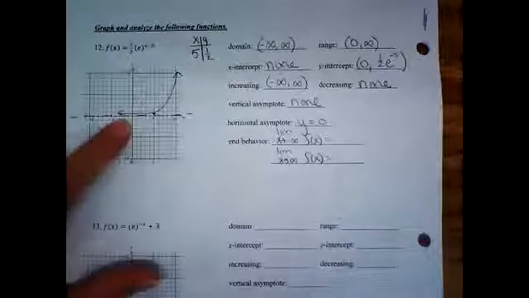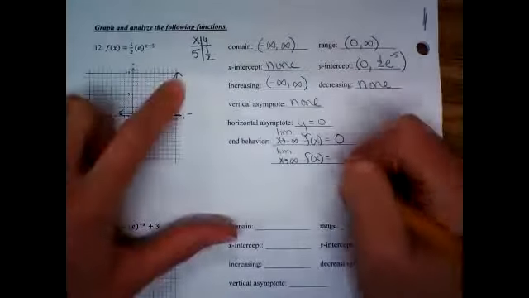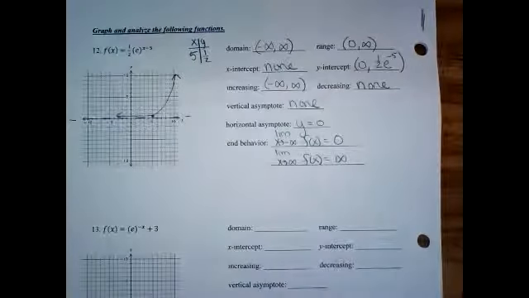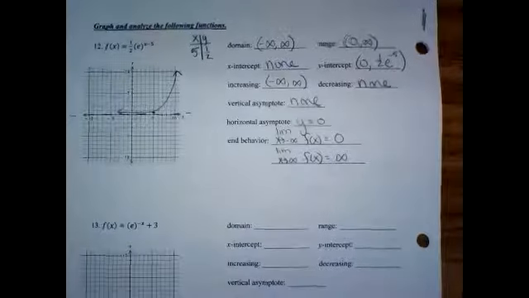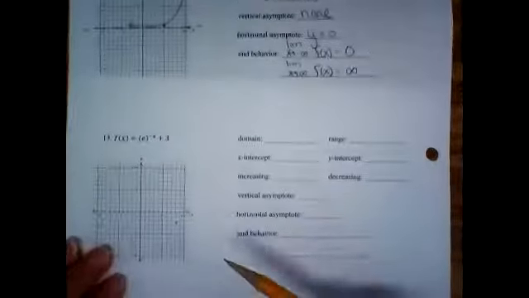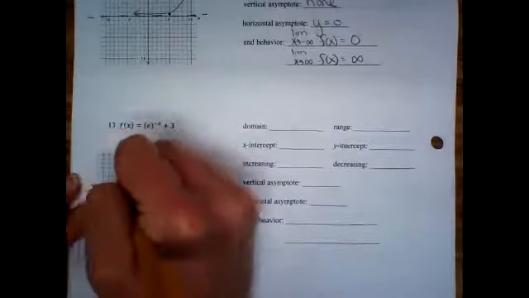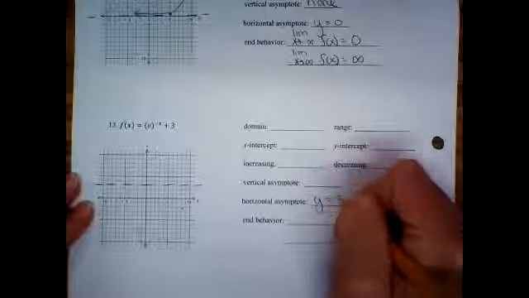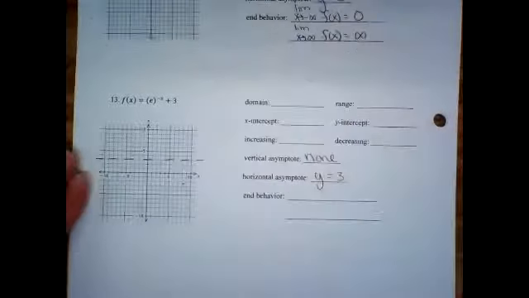All right, left end is going to 0, right end to infinity. All right, we'll just try one more. How did this one get shifted, this last one? Up 3, perfect. Go up 3, dot that in, and your horizontal asymptote is y equals 3.